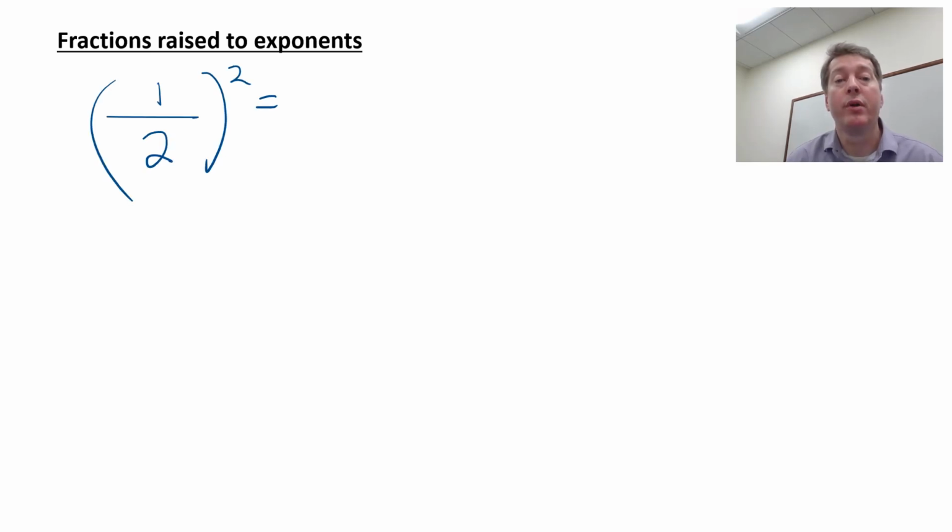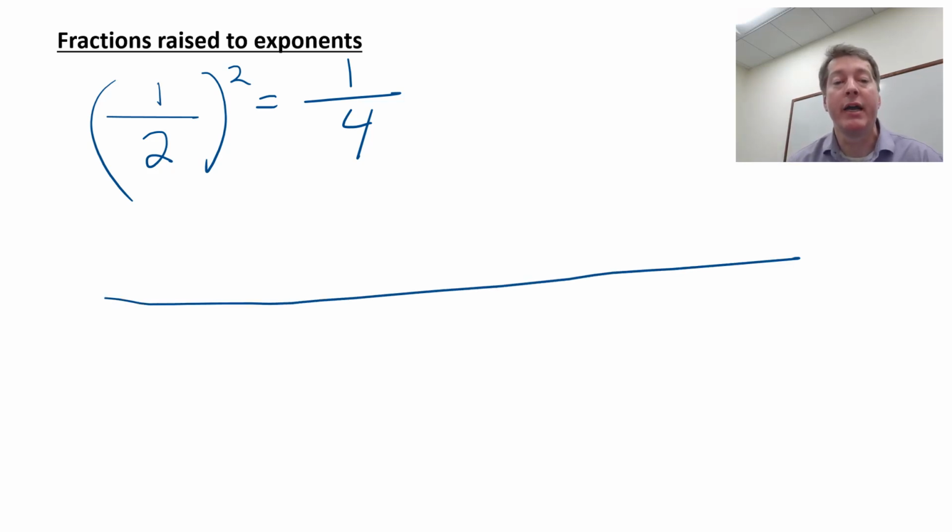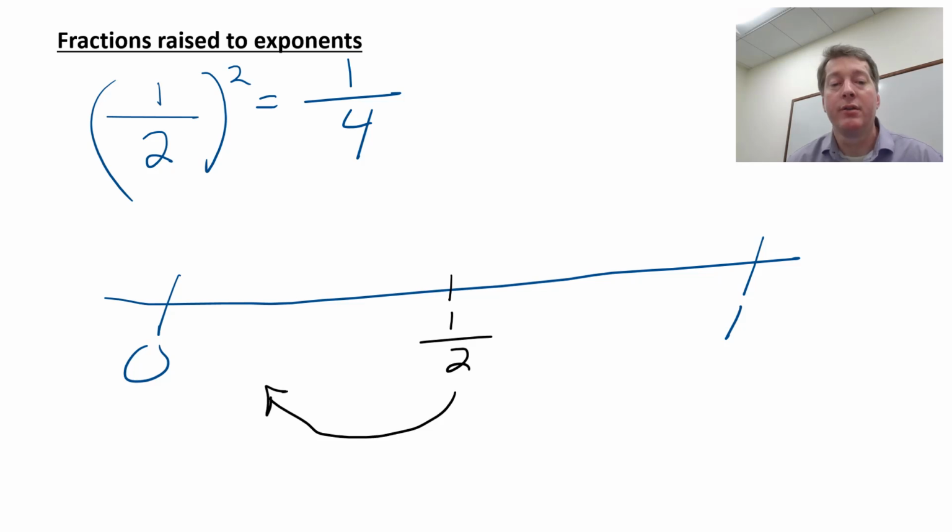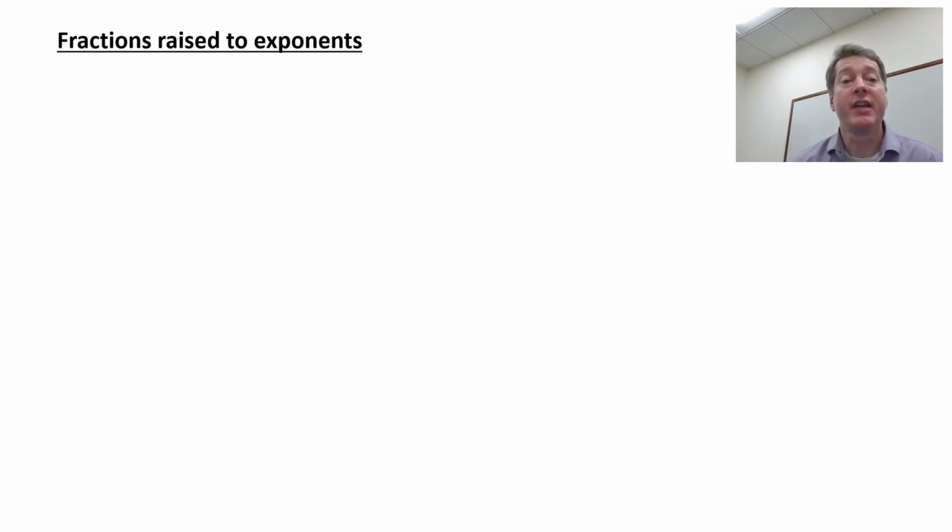One point I want to make, I said earlier 1/2 squared is 1/4. It gets smaller, not bigger. If you take a fraction and raise it to a positive exponent, the number gets smaller, not bigger. If I were to write the number line, so here's 0, here's 1. Suppose I write 1/2 in here. 1/2 squared is 1/4. It's smaller, not bigger. So let's write this out in general terms.